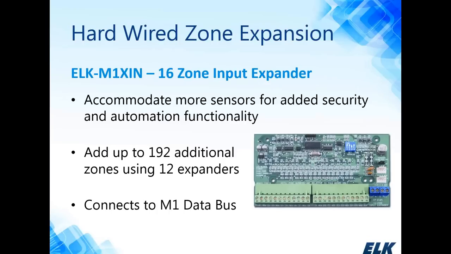And speaking of the hardwired zone expander, this is the M1 XIN. It is a 16-zone input expander. There are dip switches on the board to set the address, and that address will determine your starting zone bank. So you can add up to 192 additional zones using 12 expanders. These connect to the M1 data bus, so they could be located at the control, or they can be remotely located if it's more feasible to have the input expander located in a different area of the facility or the home or anywhere on the M1 data bus. And you can add up to 12 of these to the system.